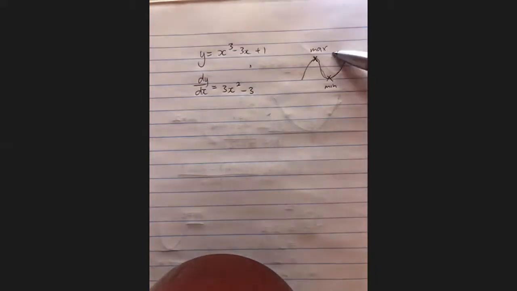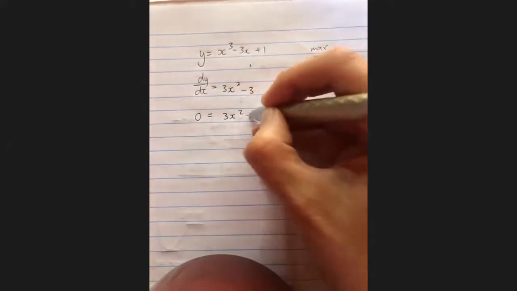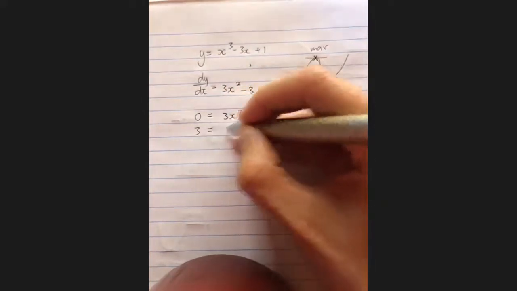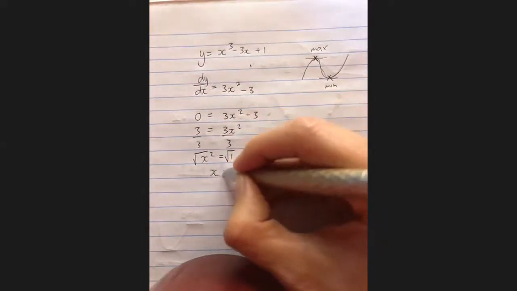How will I then find my turning points? Remember, your gradient, this is your gradient function, needs to be naught. So make it equal to naught. So then what I'll get to is, remember how to solve. I'm not going to teach you algebra today, but this is basically what needs to happen. So x squared equals 1. Very important when you square root to say plus minus.